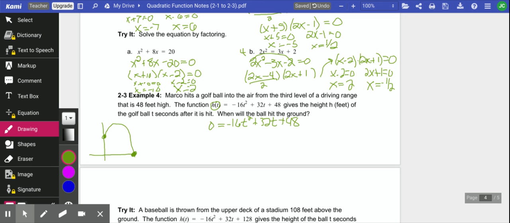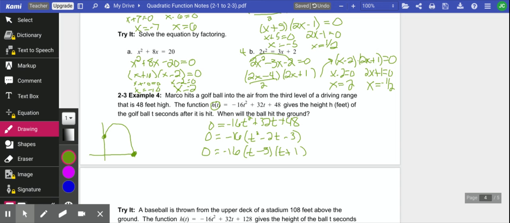So I think we can factor this actually. I think we can factor out a negative 16. I think that's a GCF. So when you factor out a negative 16, that's going to leave you with t squared minus 2t minus 3. All right, now we're going to keep factoring. We'll just leave the negative 16 alone. The signs are going to be different, and I'm looking for factors of 3 that add up to negative 2. So it looks like 3 and 1.